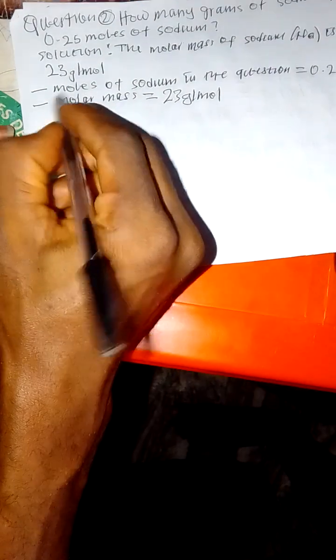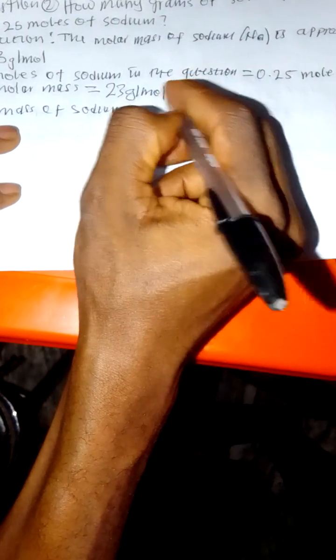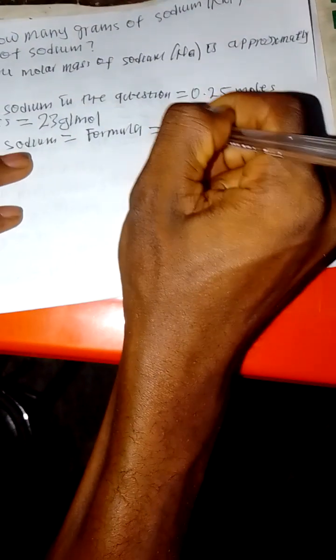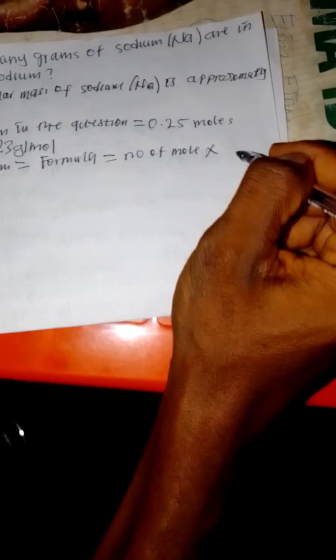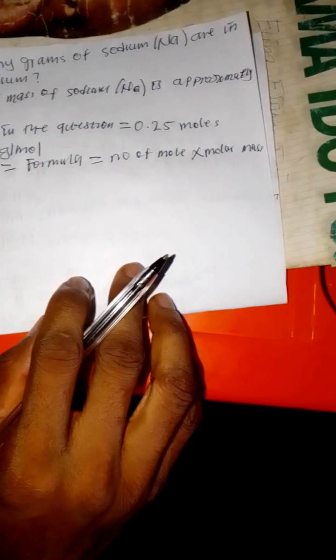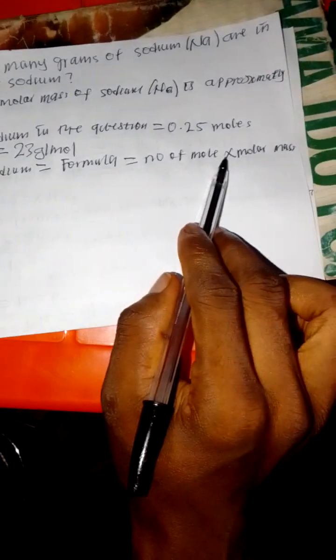So now to calculate the mass of sodium, first let me give you the formula. The formula is equals to number of moles times the molar mass. So the formula is number of moles times the molar mass.